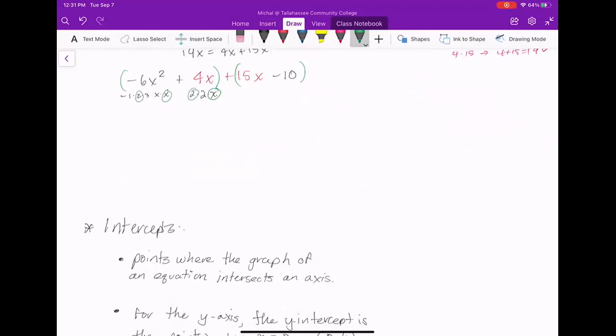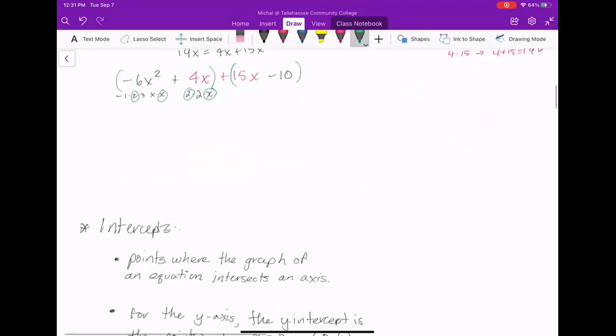Notice that 4x has two 2's, but only one of those 2's is common. So I can only pull out a single 2. So I'm going to factor out 2x. And in order to figure out what goes in the parentheses, I just say, what would I multiply by 2x to get negative 6x squared? I would multiply by 3x. And actually, I'm going to pull out a negative 2x here because it's always nice when your leading coefficient is positive. So my 3x should have a positive sign.